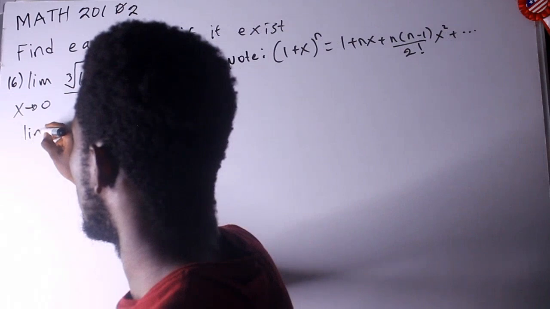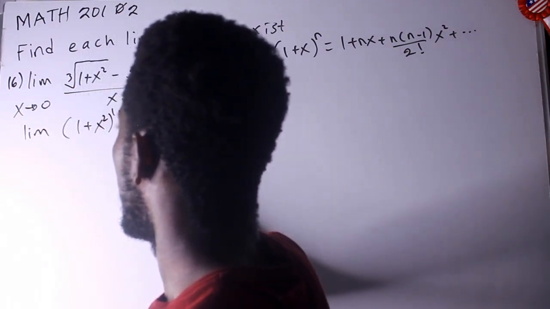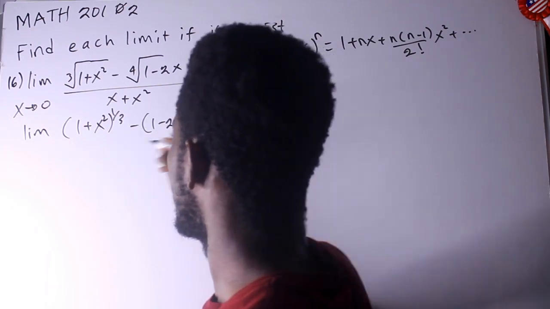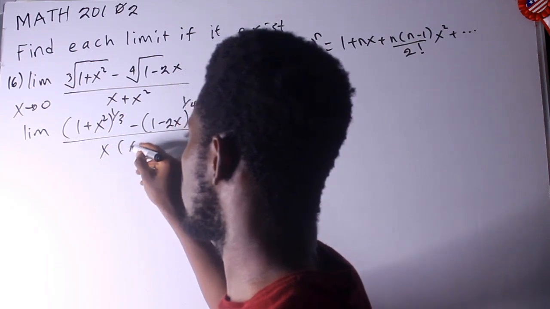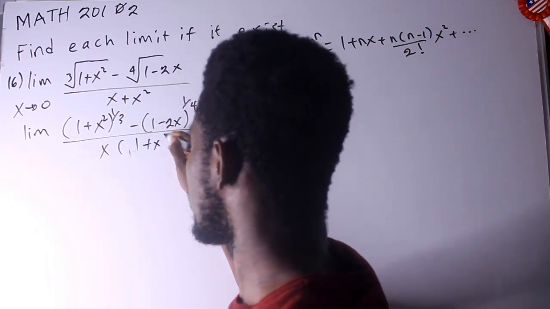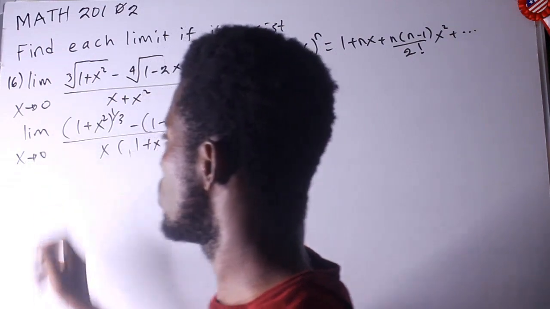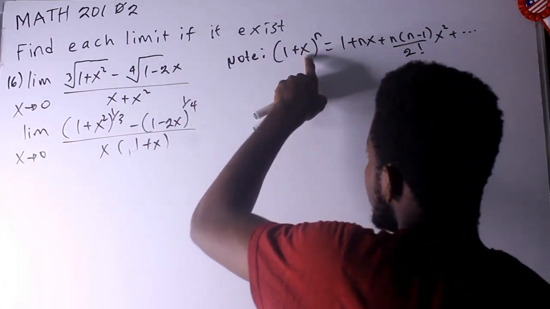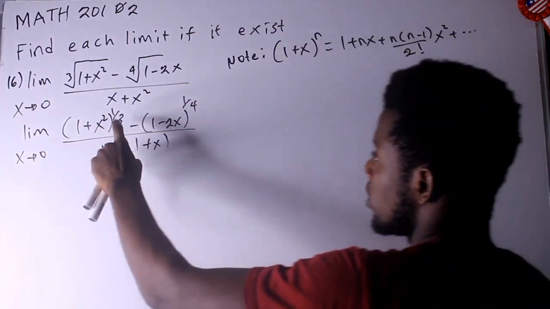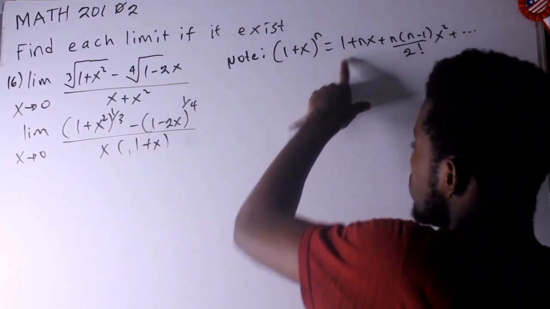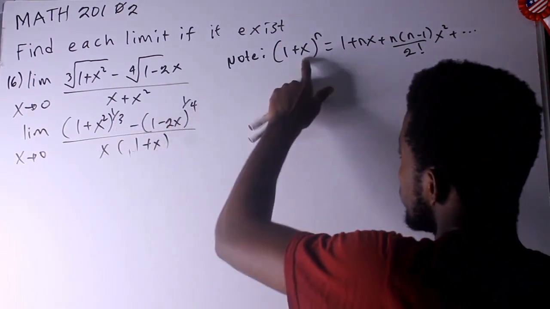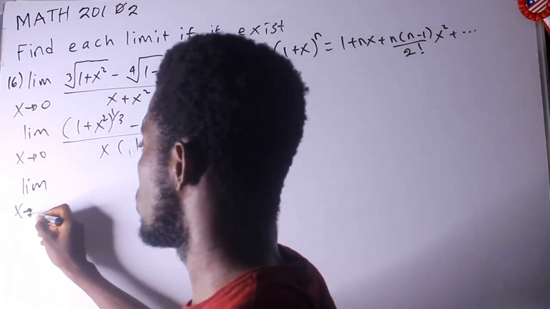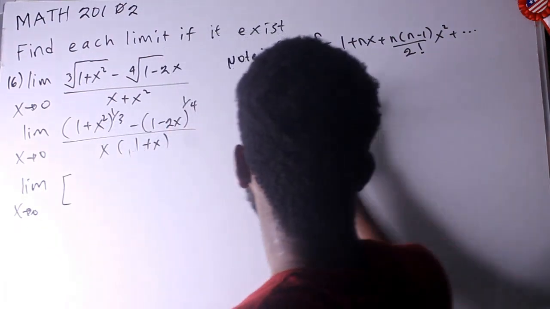So I'm going to write the limit of 1 plus x squared all raised to the power of 1 over 3 minus 1 minus 2x all raised to the power of 1 over 4, all divided by, I can factor an x from here, x times 1 plus x, as x approaches 0. So if I compare this to this, 1 is here, 1 is here. This x in this case is x squared and n is 1 over 3. Here we have this 1 and then x in this case is negative 2x and then n is 1 over 4. So I'm going to have the limit as x approaches 0 of this one, 1 plus nx.